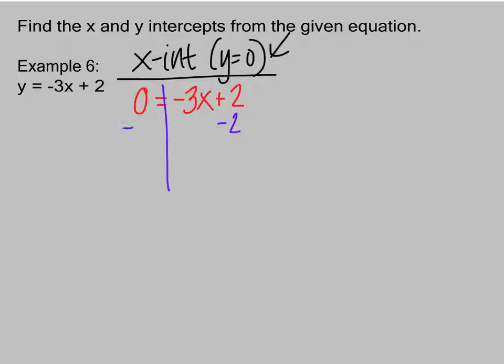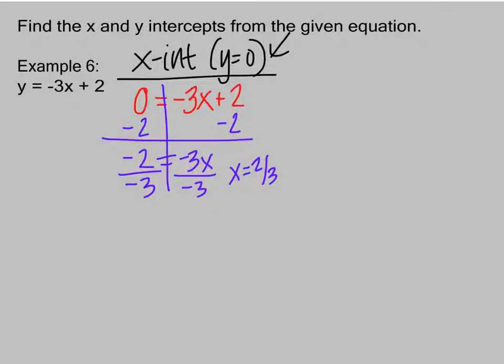So subtract 2 from both sides. That gives me negative 2 equals negative 3x. I can divide both sides by negative 3, and I get x equals 2/3. Now I know I have the ordered pair 2/3, 0.